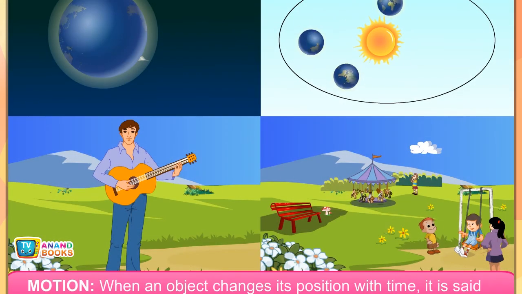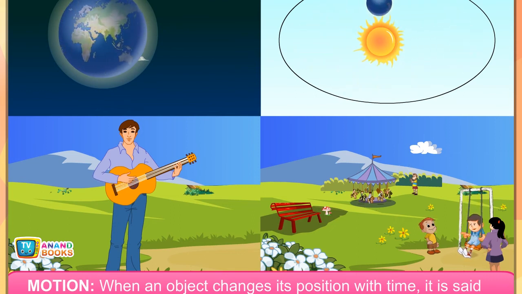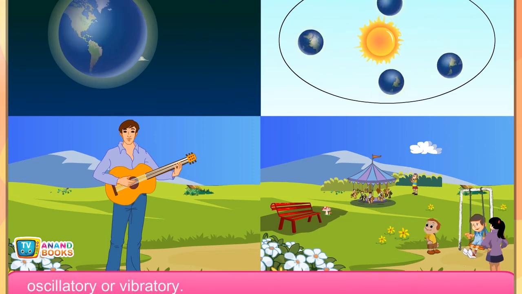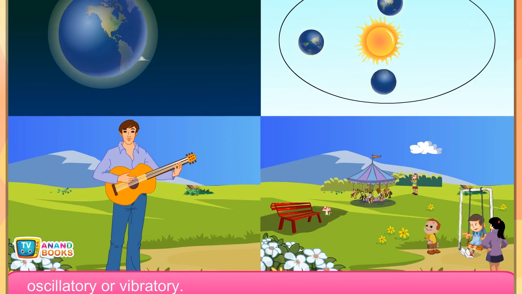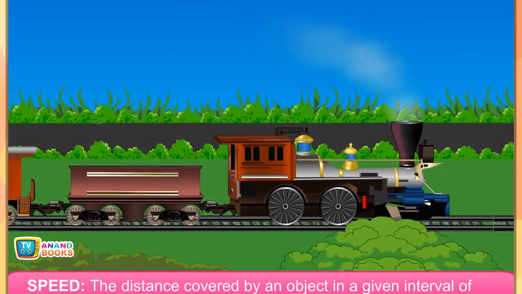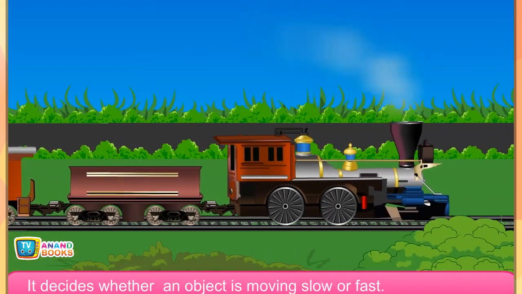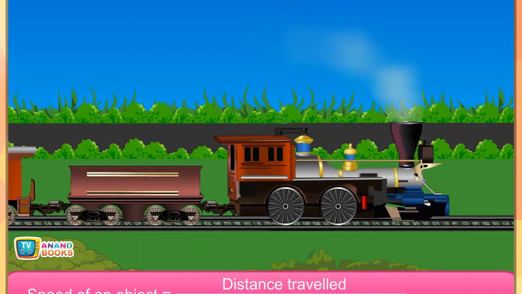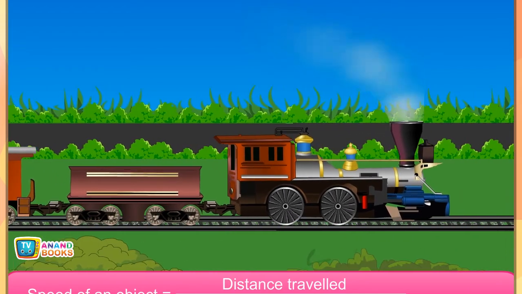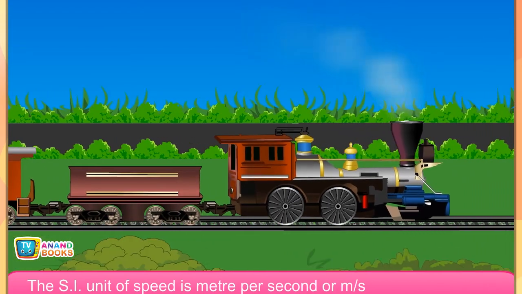Motion. When an object changes its position with time, it is said to be in motion. Motion can be linear, circular, periodic, rotational, oscillatory, or vibratory. Speed. The distance covered by an object in a given interval of time is called speed. It decides whether an object is moving slow or fast. Speed of an object is equal to distance travelled divided by time taken to cover the distance. The SI unit of speed is meter per second, or m per s.